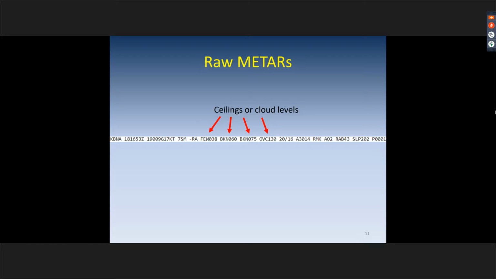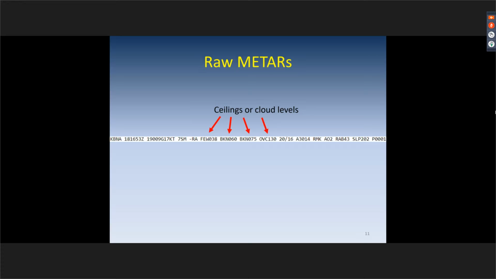Few means a certain thing as far as how many clouds are in the sky. Few, scattered, broken, overcast. Those are the categories, and I'll break those down in just a little bit. But the way these are read is, in order to see what the actual height of each cloud level is, you put 00 at the end of each of those 3-digit numbers.